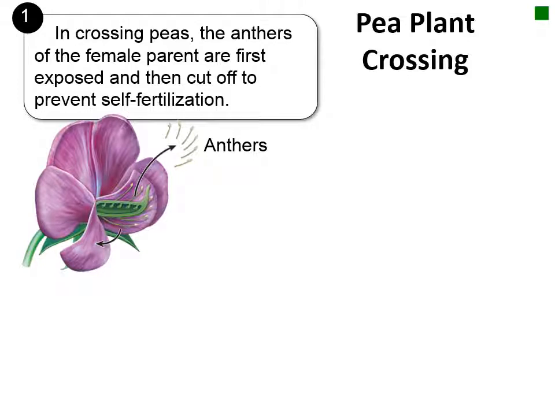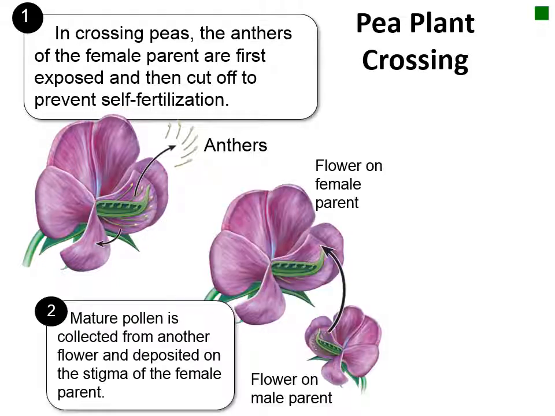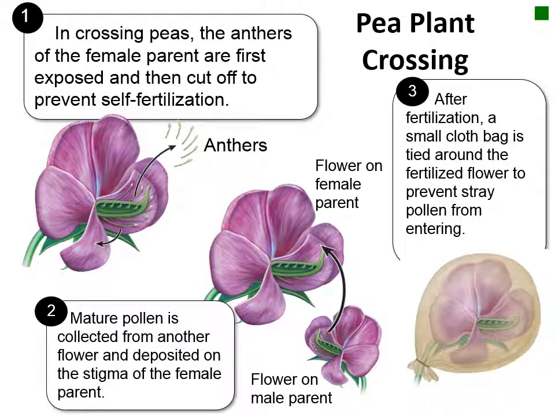In pea flowers, both female and male reproductive organs are enclosed together within the flower's petals, which allows the pea to self-fertilize. However, Mendel needed to control which plants were crossed, so he had to prevent self-fertilization. He did this by removing the anthers, the pollen-producing structure, from some flowers. He then fertilized the stigma of these flowers by taking pollen from another plant and transferring it to the female parent. A cloth bag was then tied around the fertilized flowers to make sure that any stray pollen did not land on the stigmas.